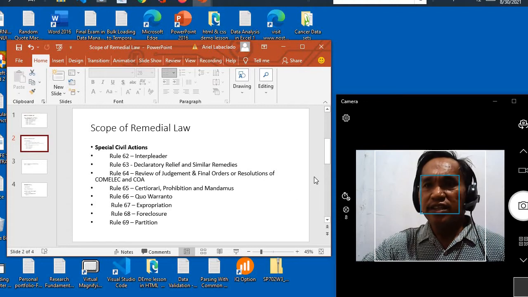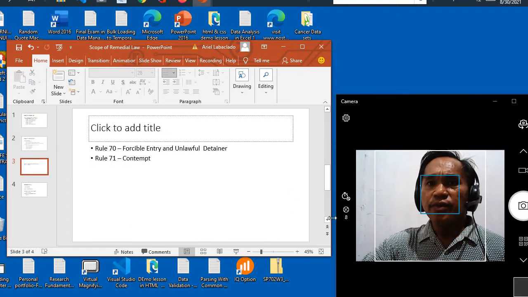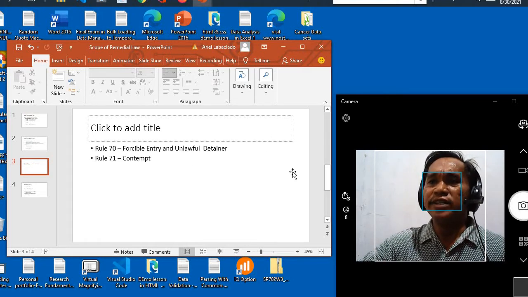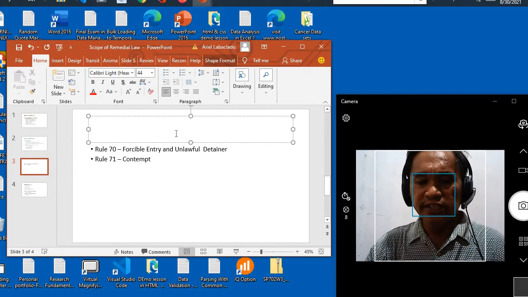Then as we go on, we have Rule 70, forcible entry and unlawful detainer. This still belongs to special civil actions.